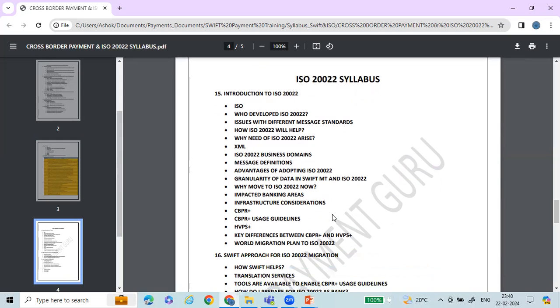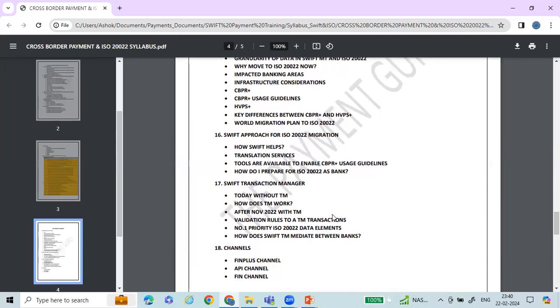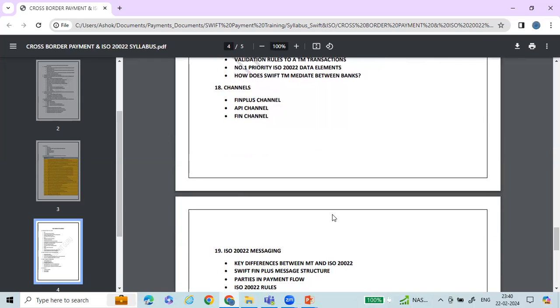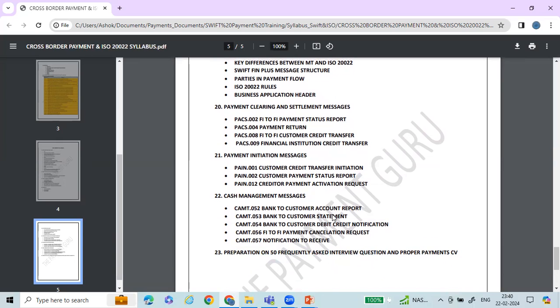Over here, again, you'll learn about the basics and the background of ISO 20022. You'll learn about the disadvantages and challenges of migrating to ISO 20022. What is XML? What is CBPR Plus? What is High Value Payment System Plus? Key differences between CBPR Plus and High Value Payment System Plus. Plan of the world's High Value Payment Systems into ISO 20022. Then the different aspects of the SWIFT Transaction Manager, how SWIFT is helping, the different channels which have been provided, and then we'll learn about the ISO 20022 messages, which include PACS, PAIN, and cash management, as you can see.